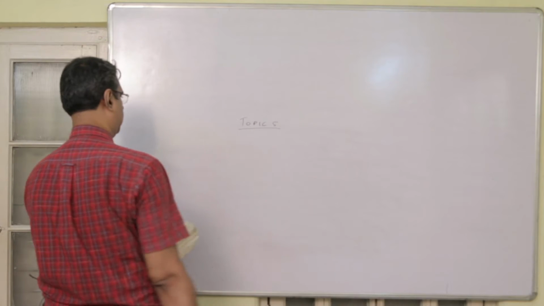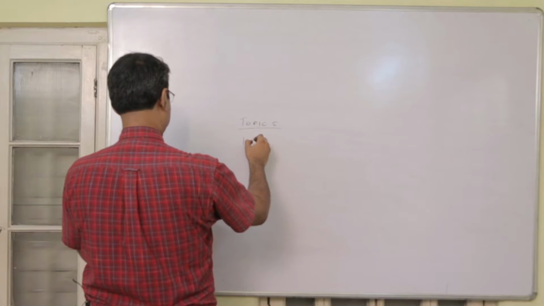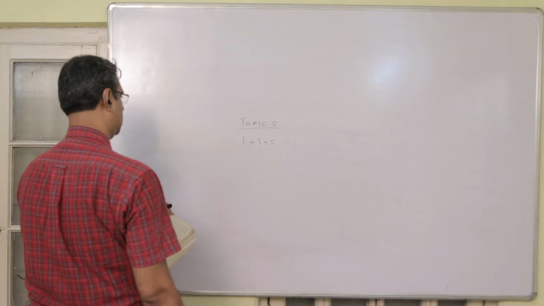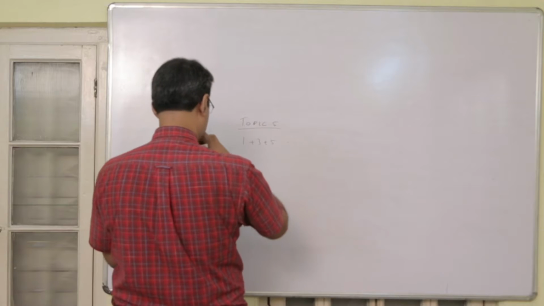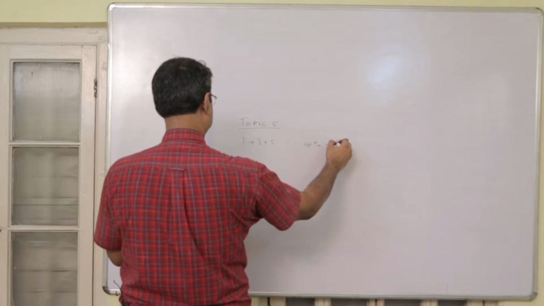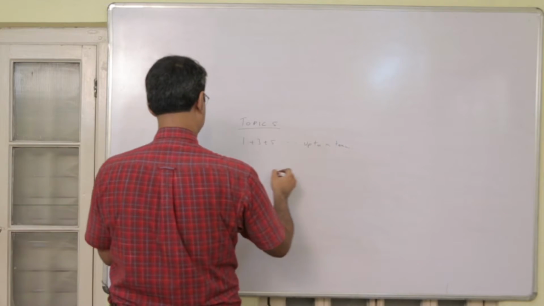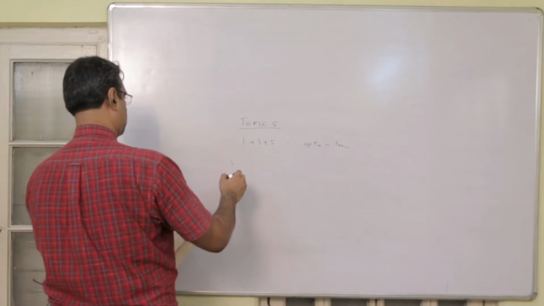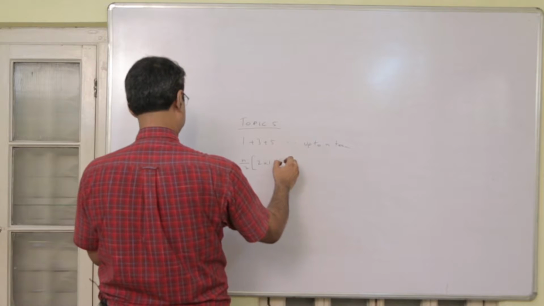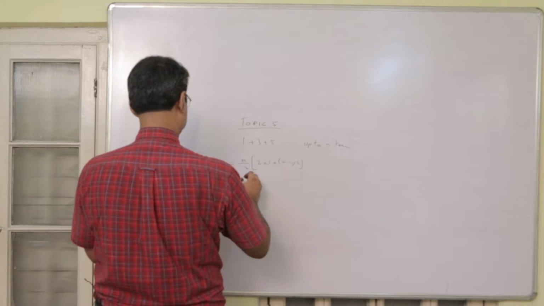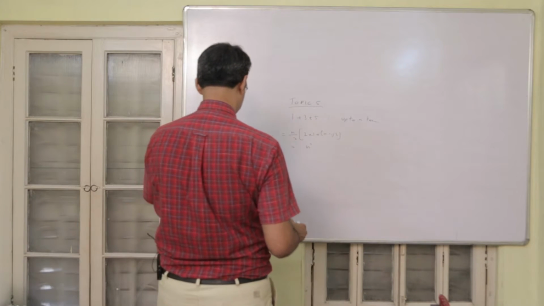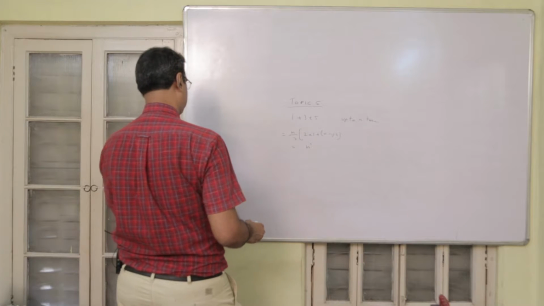Now we come to topic 5. Suppose you want to add the sum of the first n odd numbers. The answer will be n square.